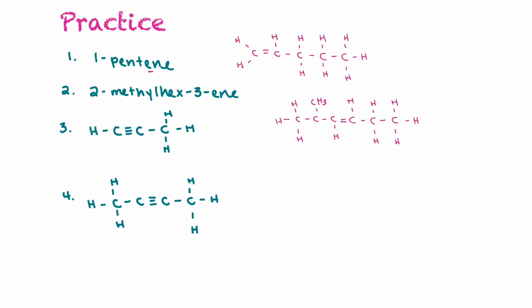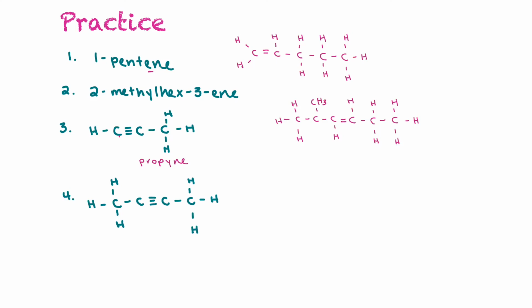Okay, our next one, we've got 1, 2, 3 carbons. It's a triple bond, and the triple bond is between carbon 1 and 2. But if you do it the other way, it would be between carbon 1 and 2. So we don't need to put the position of the triple bond. So this is just going to be propyne.